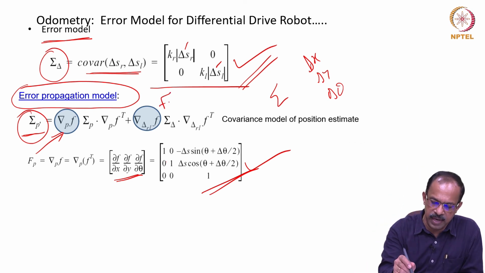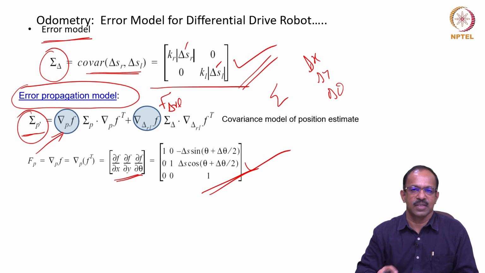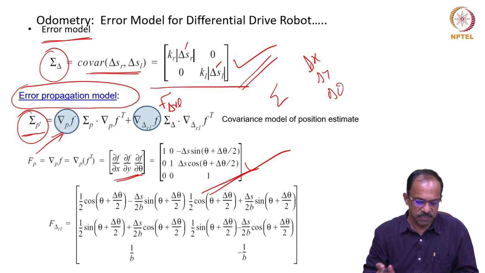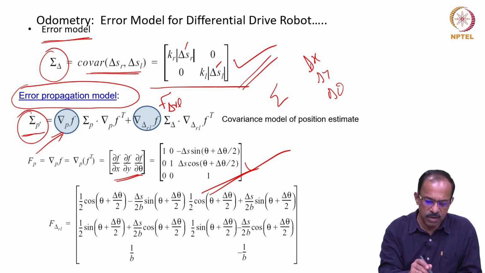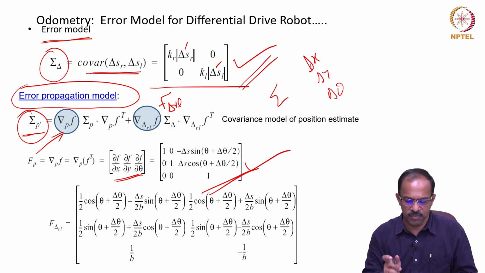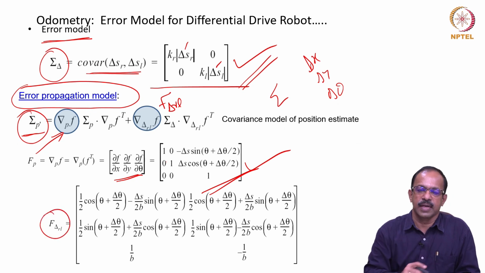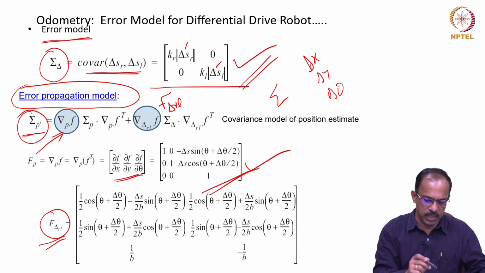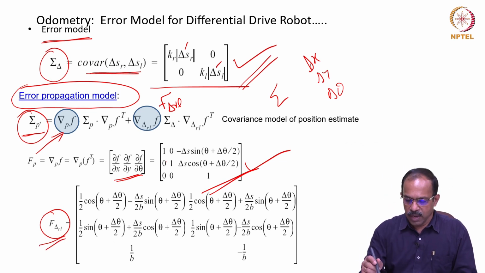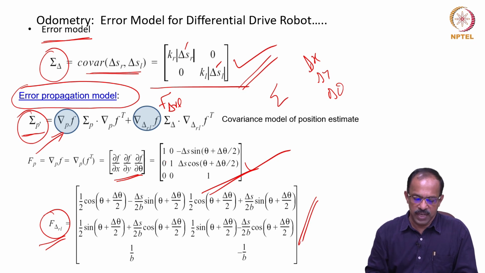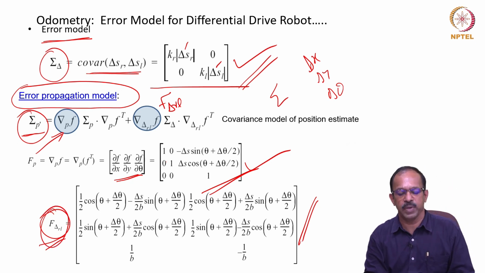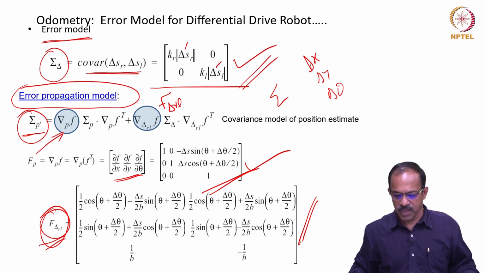This is F delta RL, which is the Jacobian of the sensor, because the sensor also has a relationship here. It can be obtained by taking the partial derivative of the relationship between x and delta SR, delta SL. So, we will get the Jacobian F delta RL also. For every step, we can calculate this, because theta and delta theta information is available. So, we can find this Jacobian and then estimate the position.